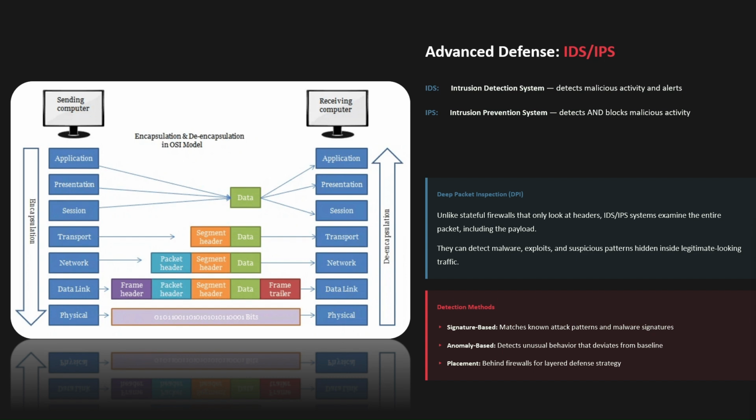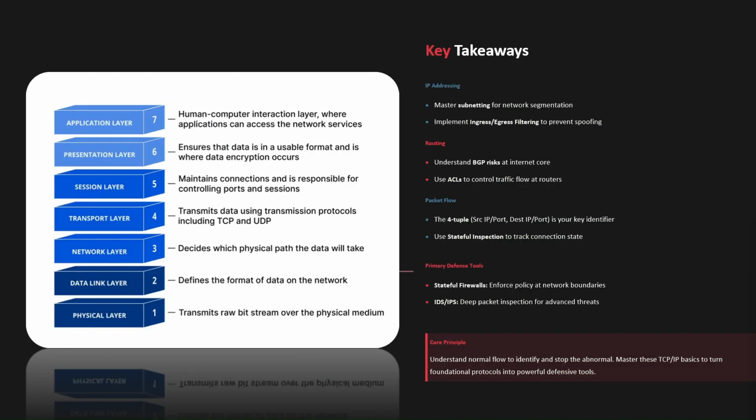To summarize, the key takeaways for every security engineer: IP addressing is your foundation. Master subnetting and use filtering to prevent the most basic attacks like spoofing and to limit reconnaissance. Routing is your network's GPS. Understand the risks of BGP and use ACLs to enforce policy directly on your routers.